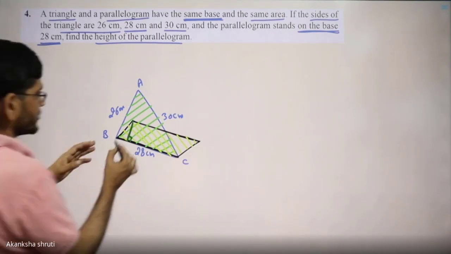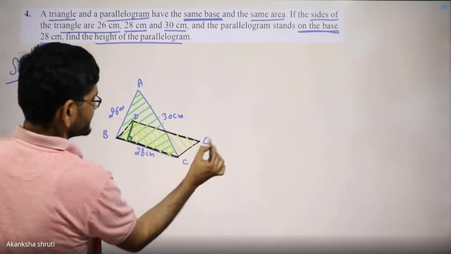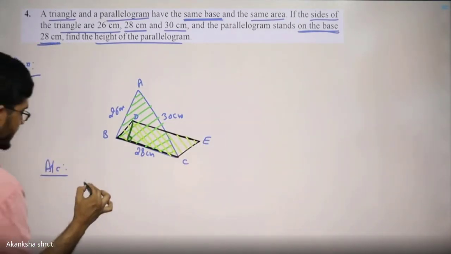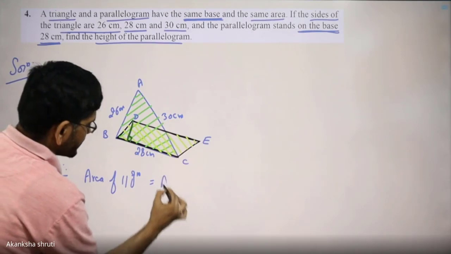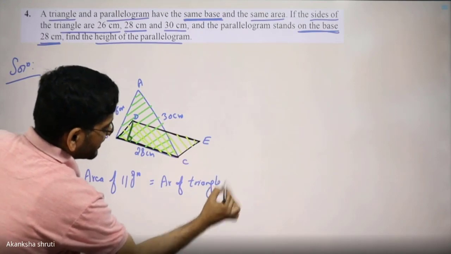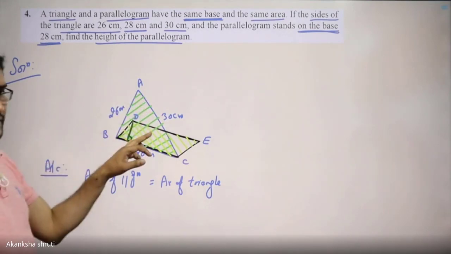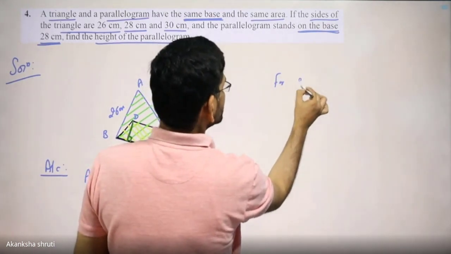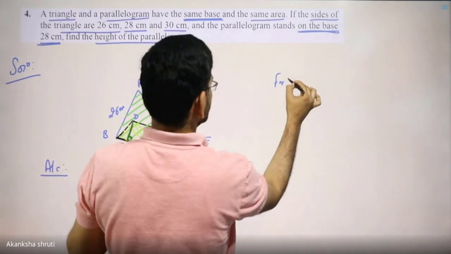Students, let us name the parallelogram as BCDE. What is given according to the question? Area of parallelogram is equal to area of triangle. Students, how can the area of the triangle be calculated? Here the three sides are given. So for the triangle, we need to calculate first the semi-perimeter, then apply Heron's formula.